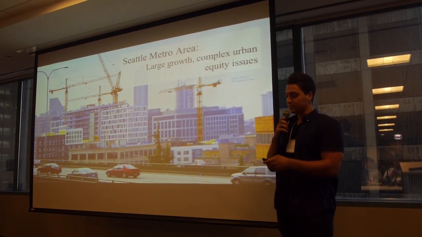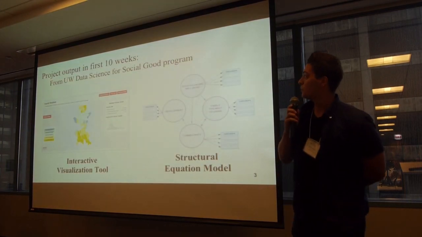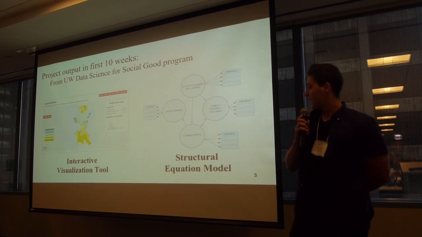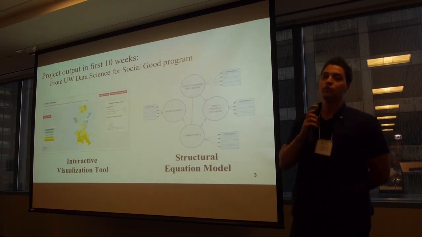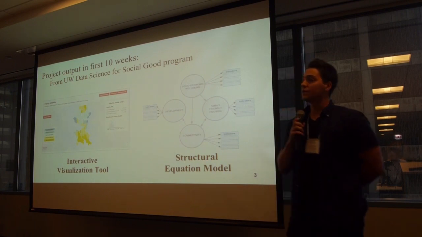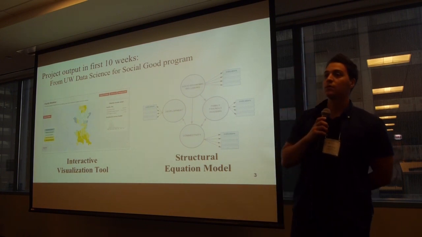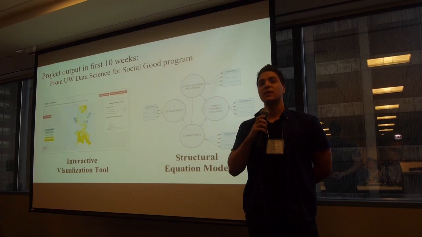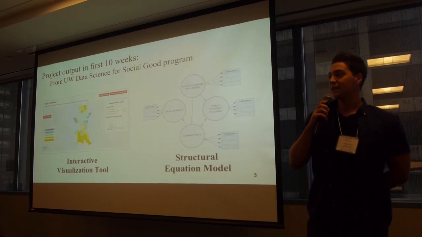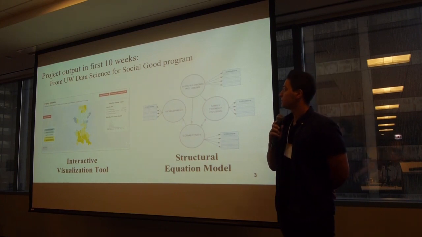how to model things. So our project output in the first 10 weeks: we built a visual interactive tool, and we built a structural equation model to understand the underlying structures within the data. Now behind all of this was a comprehensive literature review in which we made sure to study and understand the variables we were putting into the model and granted that they were valid as well as used ethically.